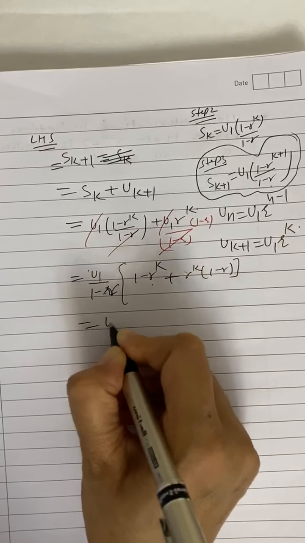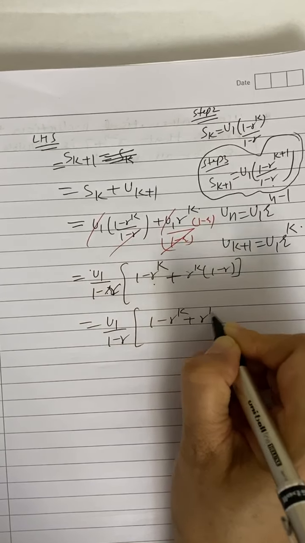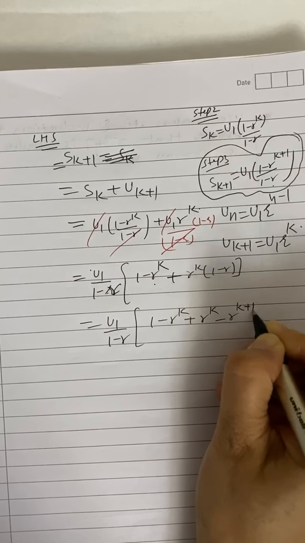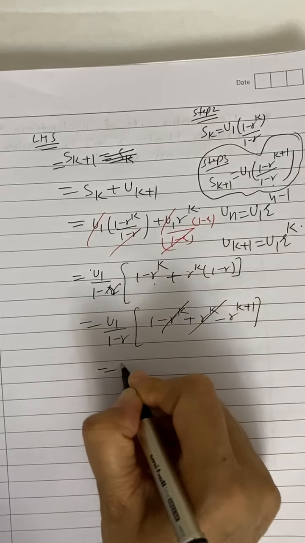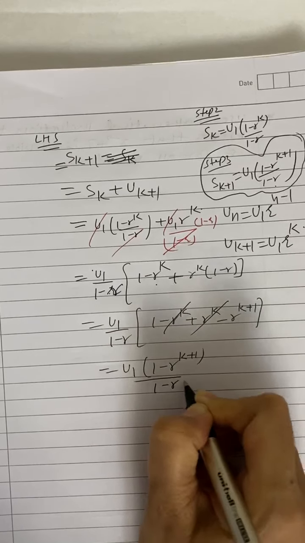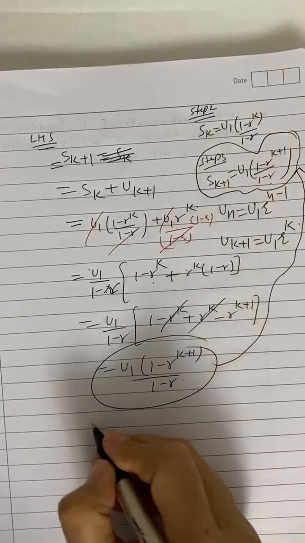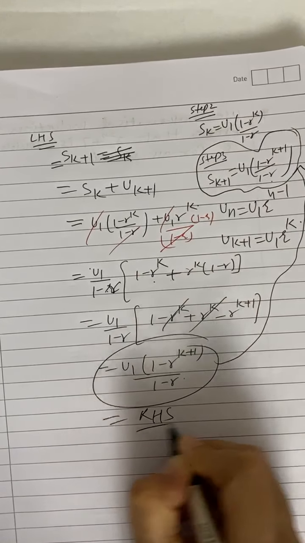And now I'm going to open this 1 minus R: 1 minus R^K plus R^K minus R to the power of K plus 1. So this gets cancelled. So I got U1, 1 minus R^(K plus 1) over 1 minus R. And this is exactly what we had to prove. So this is the right-hand side of part 3.